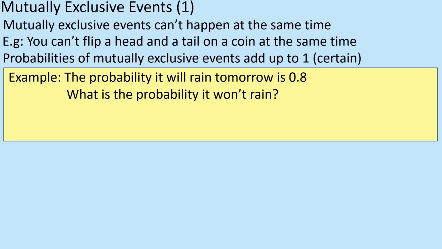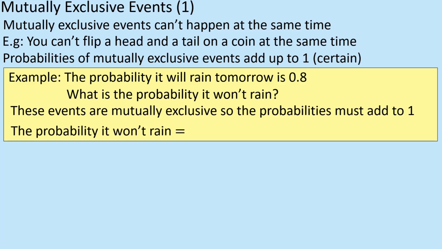So the probability of rain is 0.8. What is the probability it won't rain? Well, it can't rain and not rain at the same time. So they're mutually exclusive. So it's going to be 1 take away 0.8, because it either does or it doesn't. So 1 minus 0.8 is going to be 0.2.